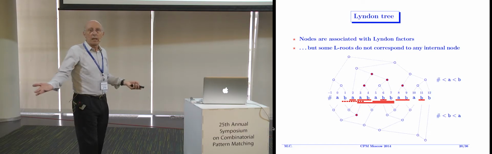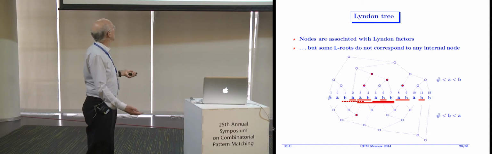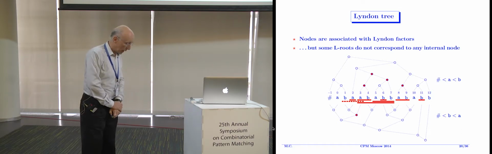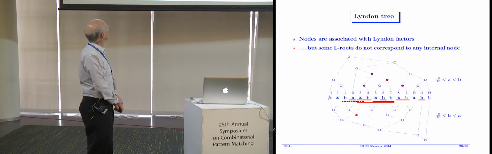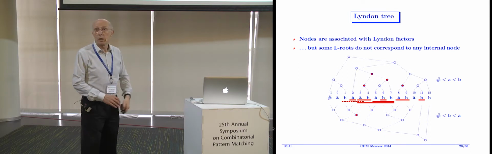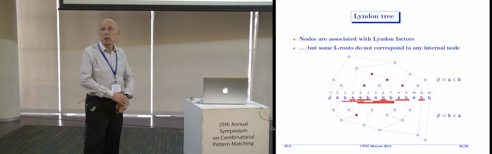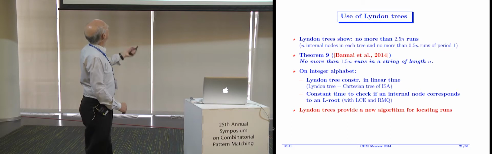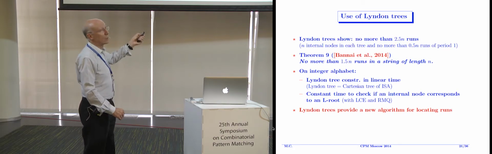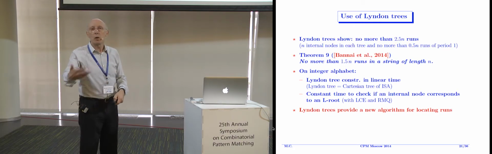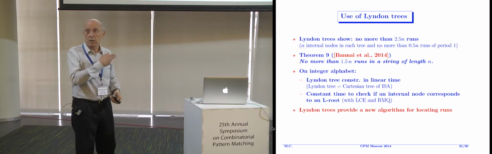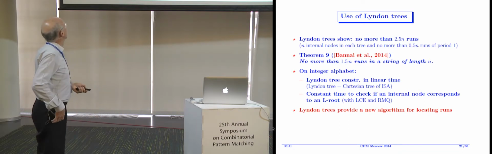Then, if you have that, immediately you can deduce that the number of Lyndon roots larger than one letter is no more than the total number of internal nodes, which is less than 2n. And then you deduce immediately a bound of 2.5n. And then if you work a little bit more, you can go down to 1.5n. This is the result that I announced before.